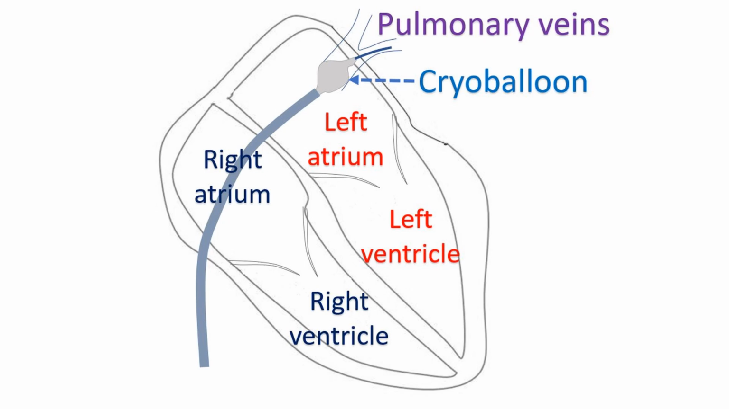Recurrent episodes of atrial fibrillation can be initiated by abnormal electrical activity near the opening of the pulmonary veins into the left atrium. This abnormal electrical activity can be abolished by freezing with cryoballoon.